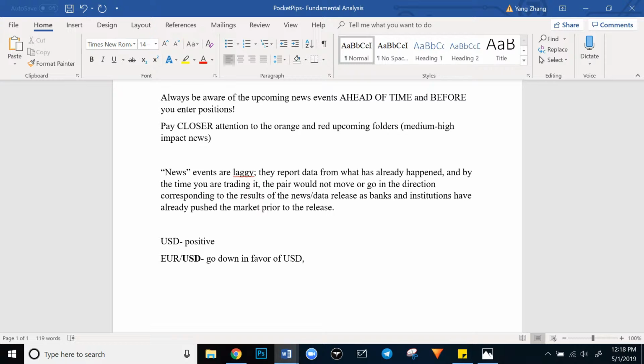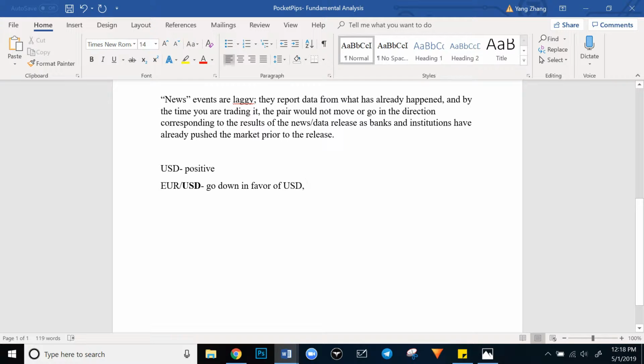However, they already moved the prices in favor of USD the week prior to the daily release. Okay, so they have already moved the price down to support. Let's say it's to support, and they gave out a good news release, and you think it's a sell. However, USD in reality goes up, because the banks and institutions have already pushed the market down prior to this release. Okay, they get the information earlier than us retail traders.